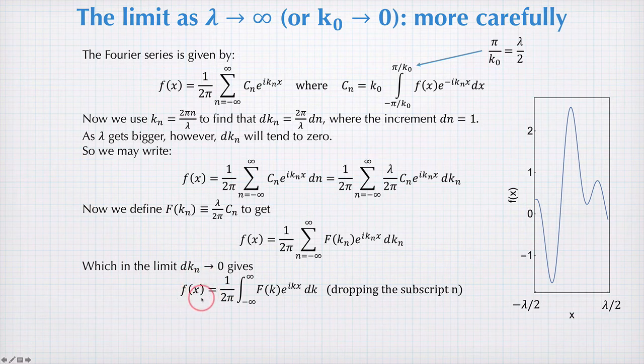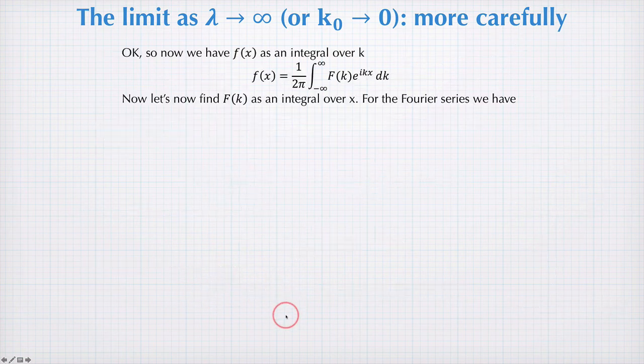Okay, so that's great. Now we have f of x written as some integral over f of k. Can we write f of k in terms of f of x? In other words, can we find an inverse relation to this integral here? So here's our integral, f of x equals some integral of f of k. Now let's find f of k as an integral over x.